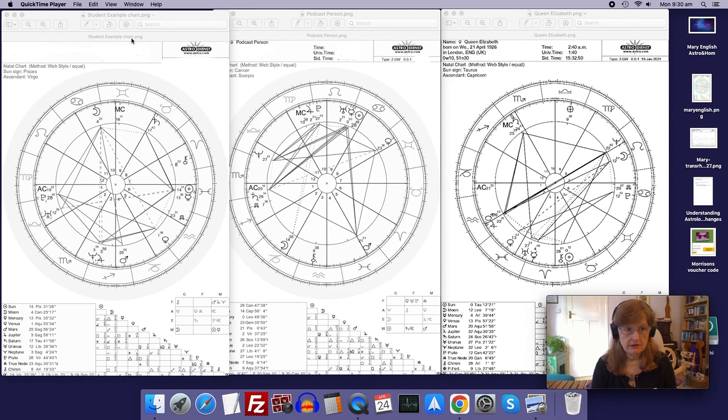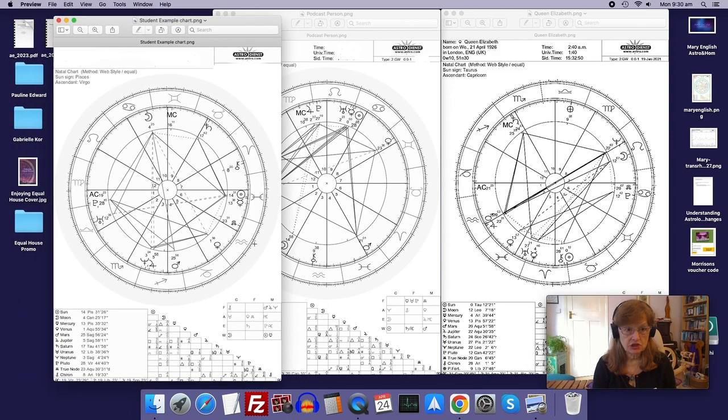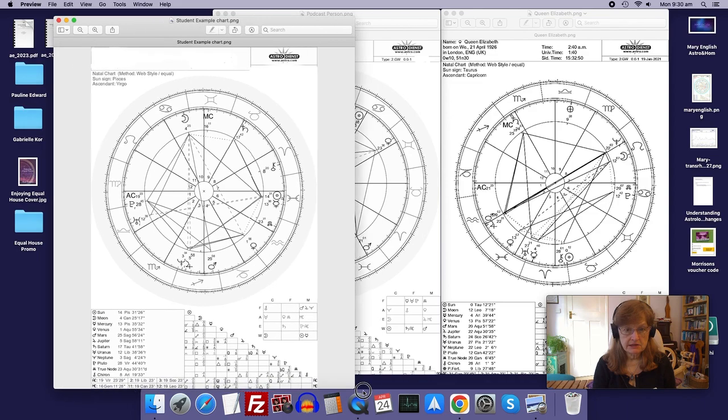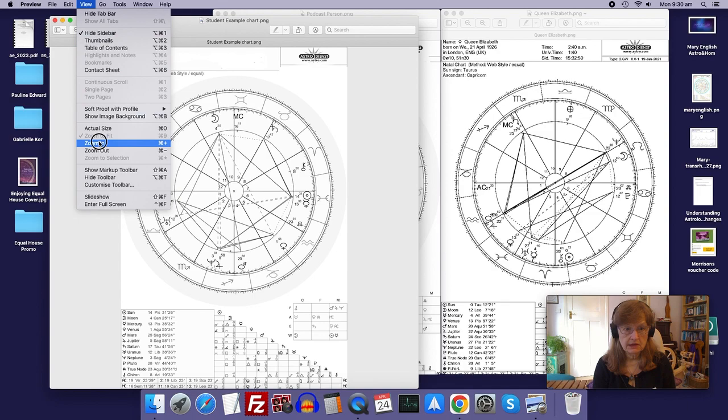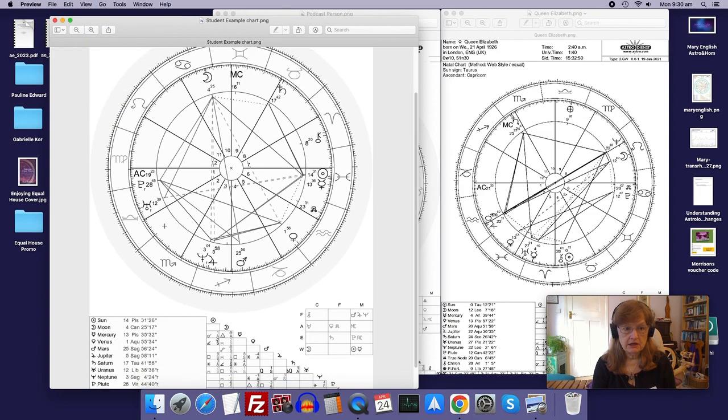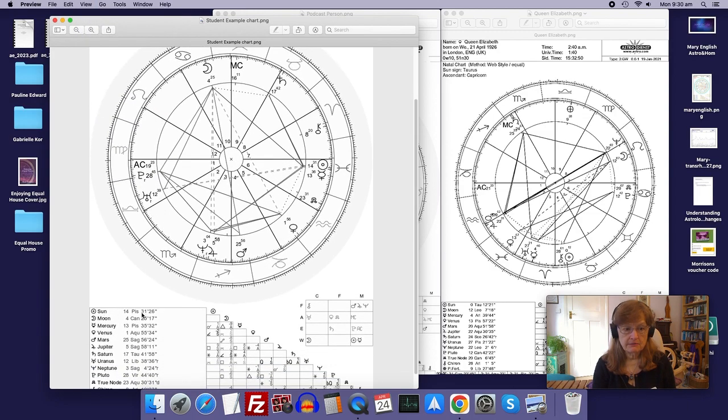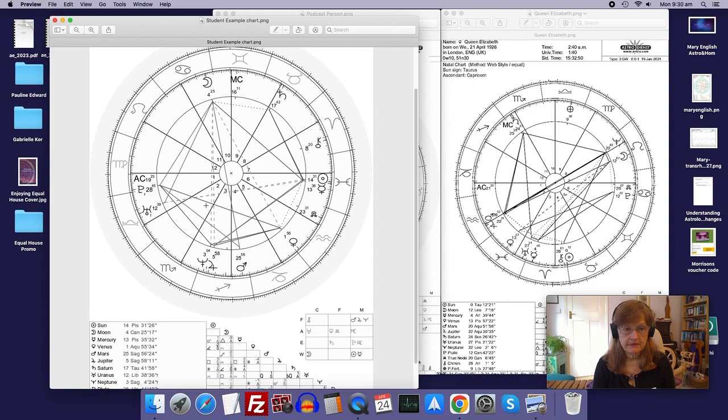So this is our student, and this is their chart. I'll make it a little bit bigger so you'll be able to see it more easily. Zoom in. Okay, so they are a sun sign Pisces, they've got moon in Cancer, they've got Mercury in Pisces, etc. There's all their planets. There's their chart, and their chart starts here.